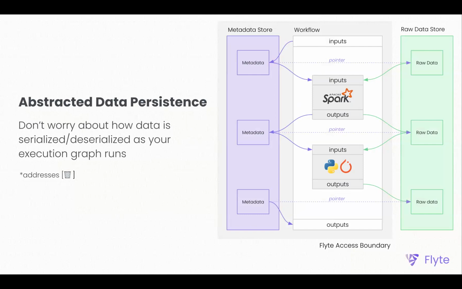This is important for security, essentially. So the Flyte access boundary is this gray box. I don't know if you can see it. Essentially, Flyte works with a metadata store and a raw data store. And all your raw data, all your data frames, all your tables, all your other stuff, all your model artifacts and pickle files and all that stuff, that lives in your own S3 bucket.